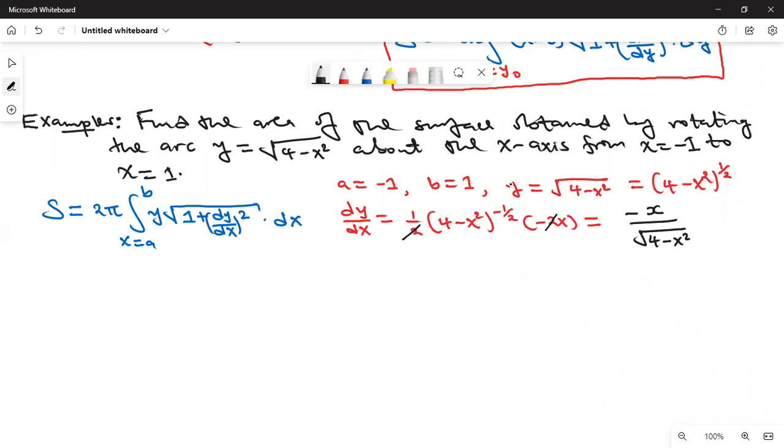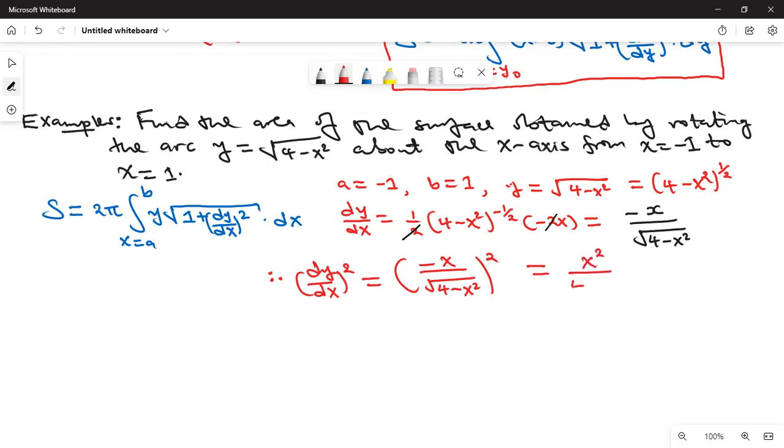We need to square it. So find (dy dx) squared. So therefore, dy over dx, you square this to get negative x over root 4 minus x squared, squared, and so that will give us x squared over 4 minus x squared. So now I want 1 plus (dy over dx) squared.